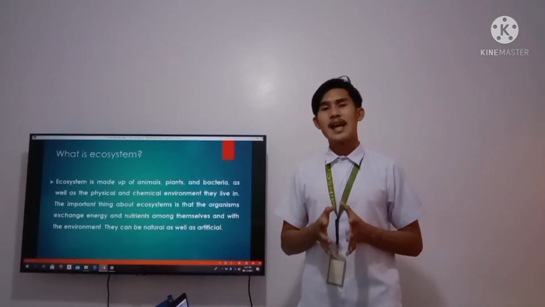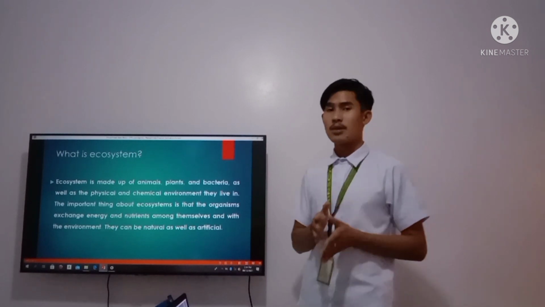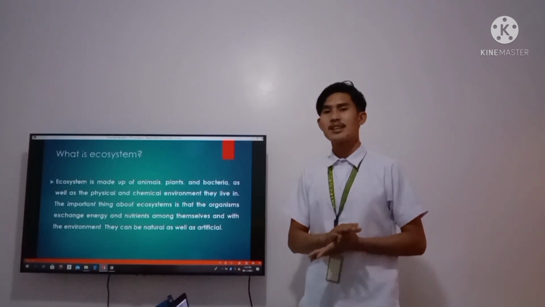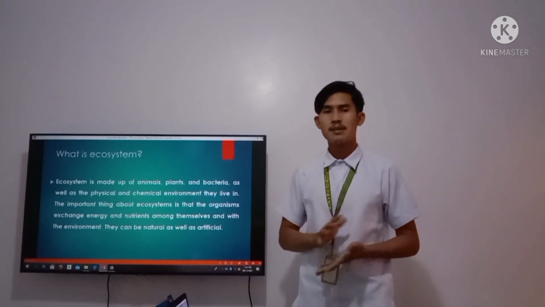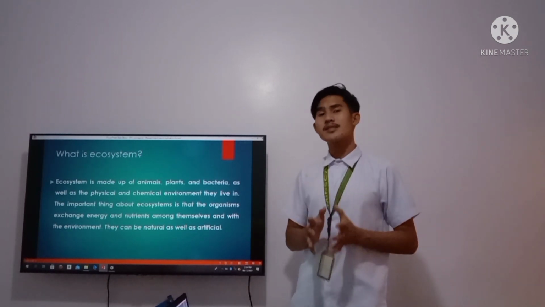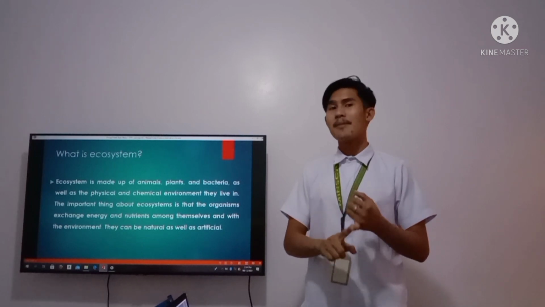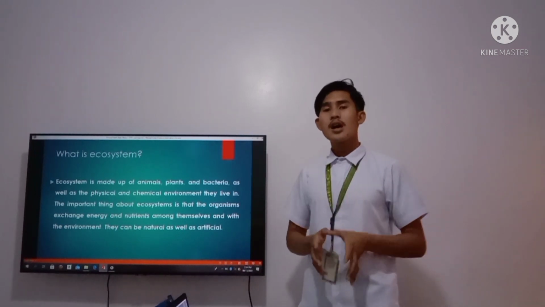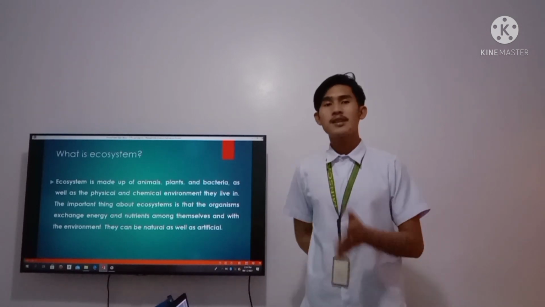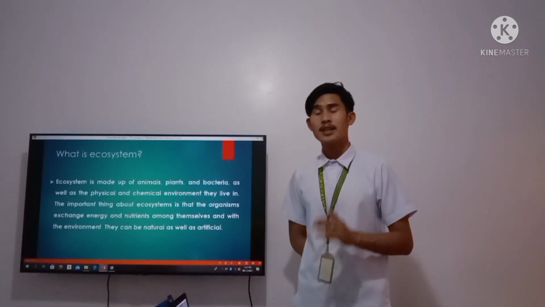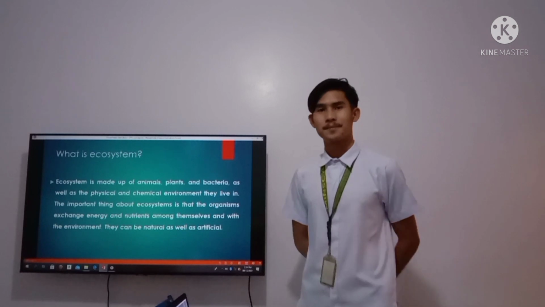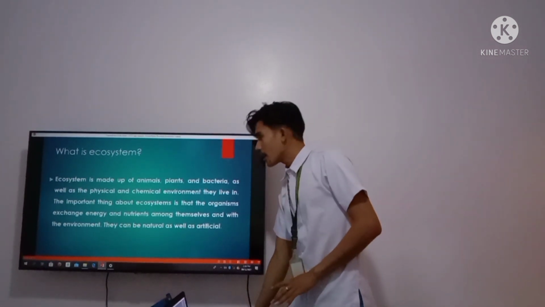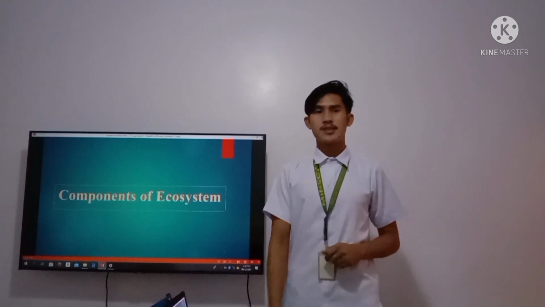An ecosystem is an interaction among the members of the biotic community and includes their interaction with the non-living environment. The environment determines what organisms can live where and how many of them can live there. These organisms live in a specific type of environment called habitats. Now let's proceed to the components of the ecosystem.